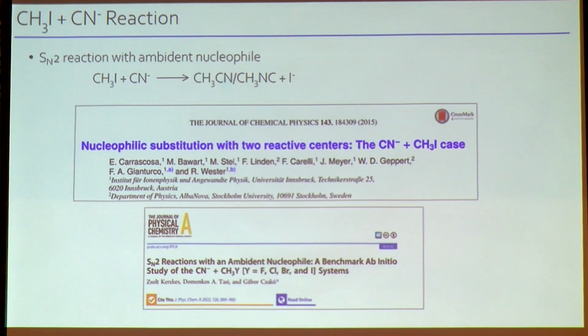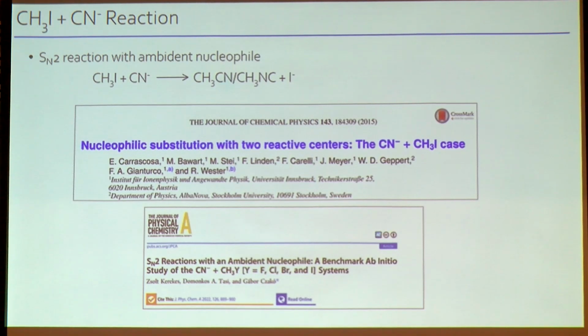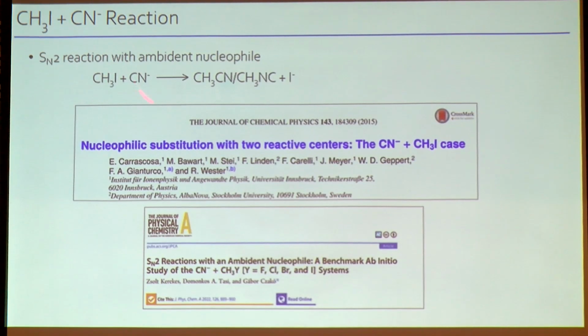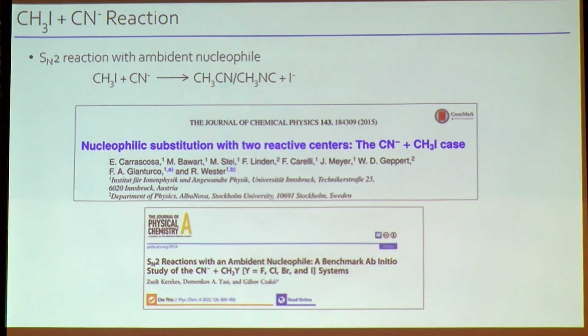Okay, so the topic is quasi-classical trajectory simulations of this CH3I + CN⁻ reaction. SN2 reactions have been studied intensively in the gas phase, both computationally and experimentally. We have Roland Wester and Luthra, experts, in the audience. So the interest for us is this reaction, CH3I + CN⁻. This reaction is special in the sense that the incoming nucleophile has two reaction centers, so it can replace the iodine with either carbon or nitrogen and can produce either the CH3CN isomer or the CH3NC isomer.